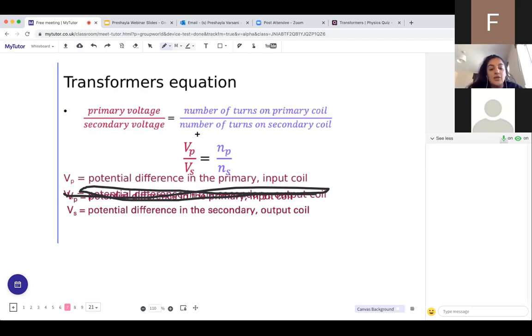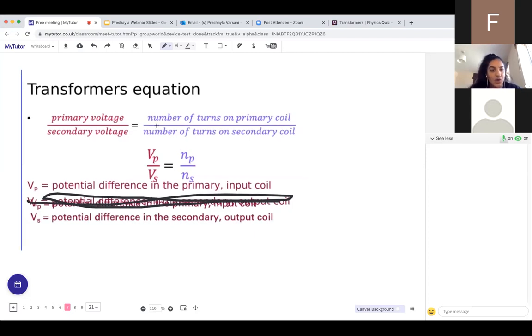Okay, so this equation does look a bit complicated at first. We've not really seen an equation that looks like this so far in the GCSE syllabus, so it's important that you get used to rearranging it. So let's rearrange our equation for VS. We want to make VS the subject. So right now we have VP over VS equals NP over NS.